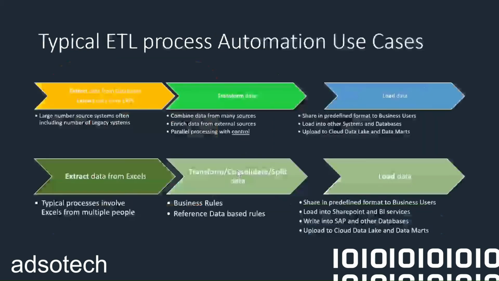Typical ETL process automation use cases that we have: we extract data from databases, from ERPs, typically a large number of source systems, often legacy systems. As part of the migration process, we have legacy systems for certain periods of time until they are phased out. We transform data, combine the data, enrich the data, and also use parallel processing with control. What this means is that we can run these transformation processes or data flows in parallel, which is very effective.